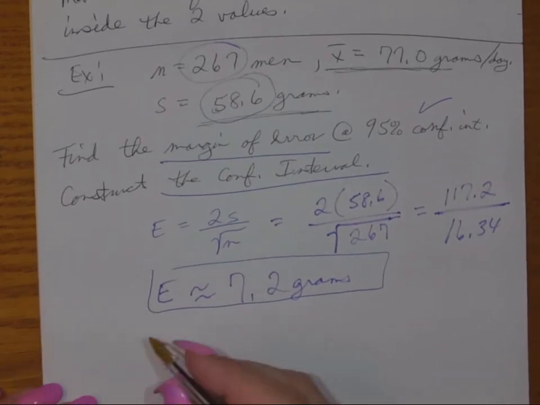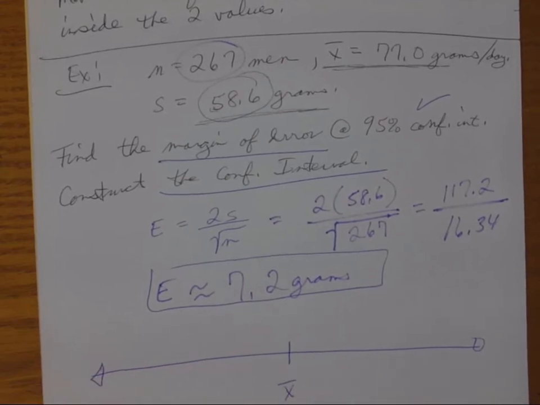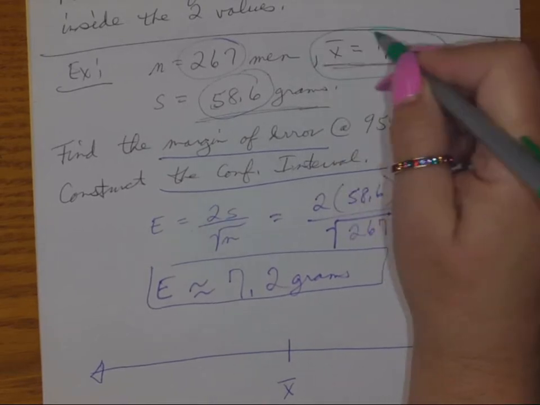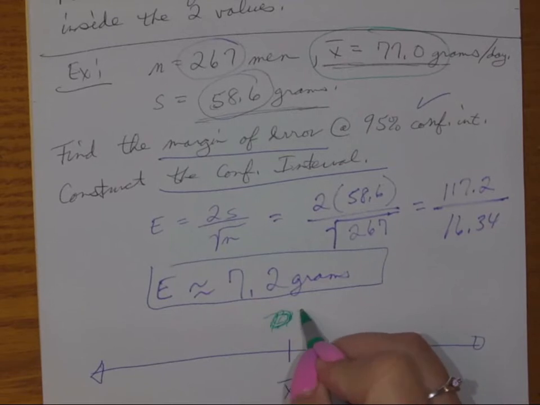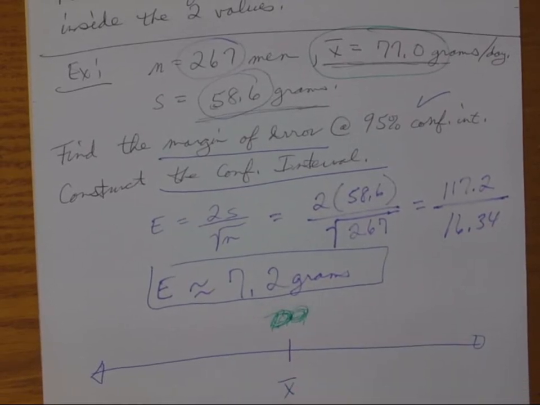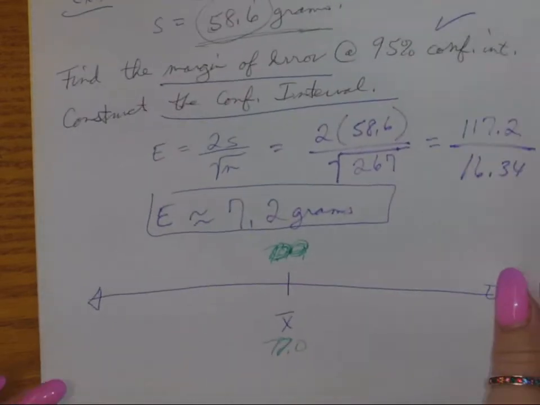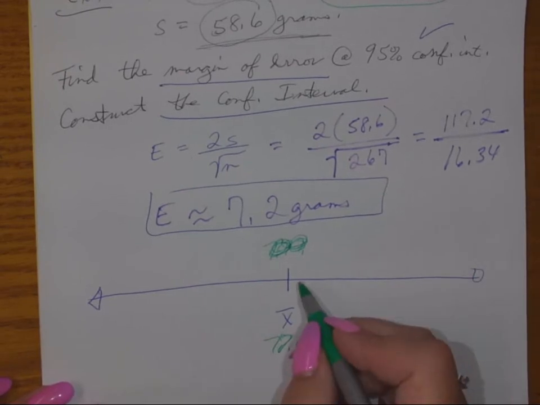So let's see. I need a number line. I need my X bar, which is what? 77. Hope you're following along. Oh, sorry, I cannot write that. I'm going to put it on the bottom. 77. I don't know why I'm having a problem. I'm trying to write 77. Okay. And then we need to construct the confidence interval.